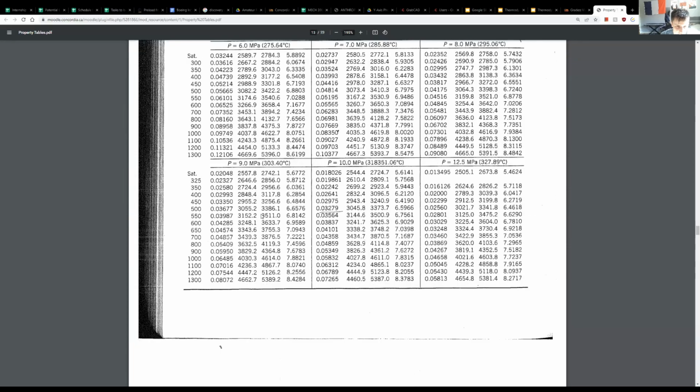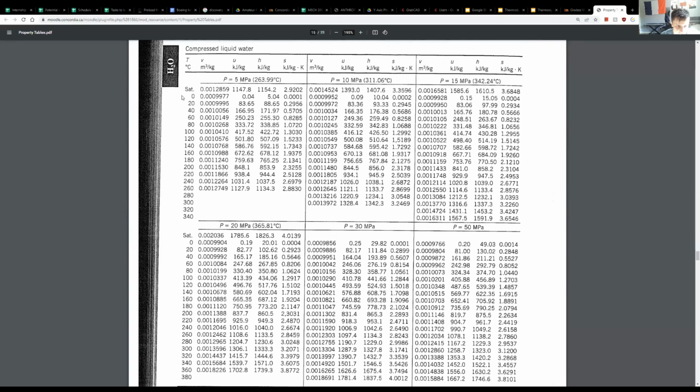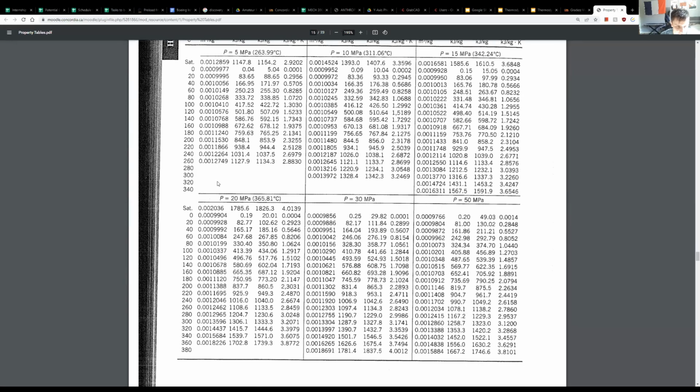And for compressed liquid, temperature rises, and yeah, no, it's kind of hard to tell.